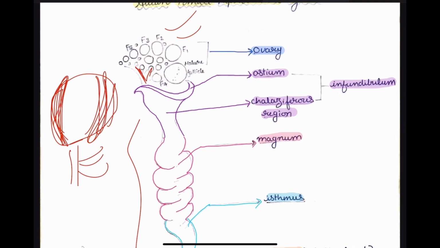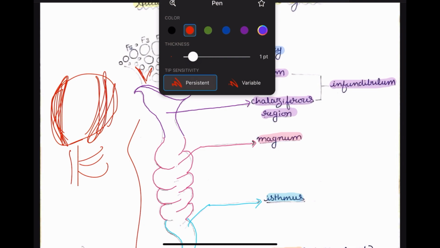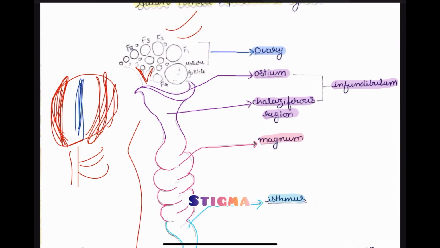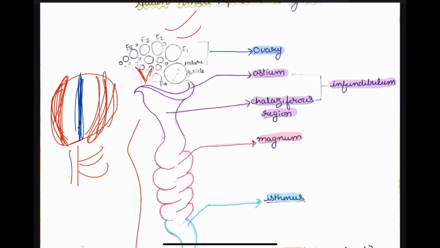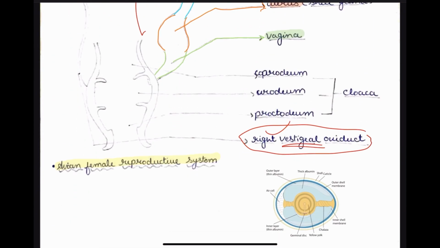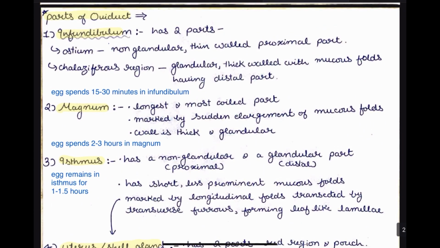And in this follicle there's a part called the stigma, and this stigma is an avascular region, which is going to rupture during ovulation, so the ova will be released. Okay, so these are the main points about the ovary. Now let us come to the structure of the oviduct, which is often asked in the exams.